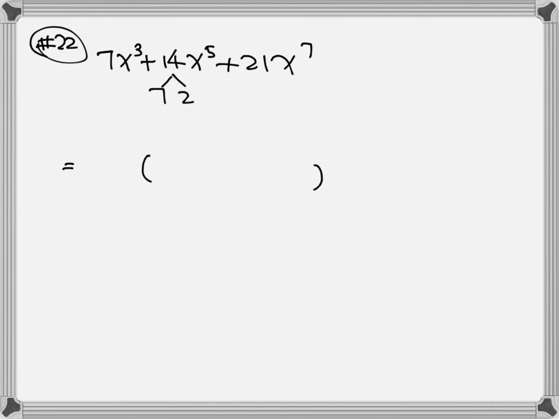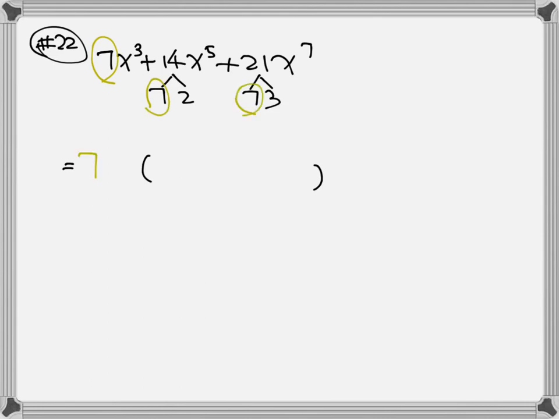Number 22, we have 7x to the 3rd power plus 14x to the 5th power plus 21x to the 7th. Again, find out the greatest common factor. 7 can go into 14: 7 times 2 is 14, and 7 times 3 is 21. Then let's factor out the 7. Everything has a 7, so 7 takes out.